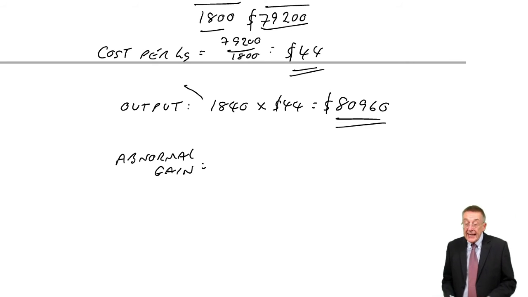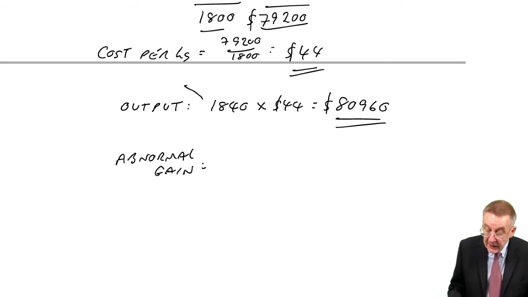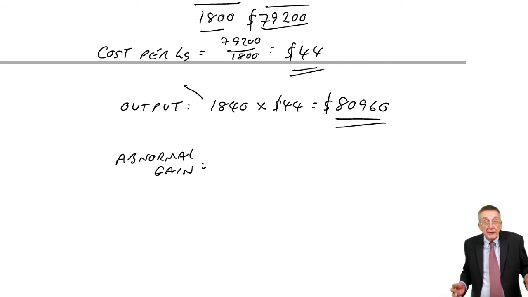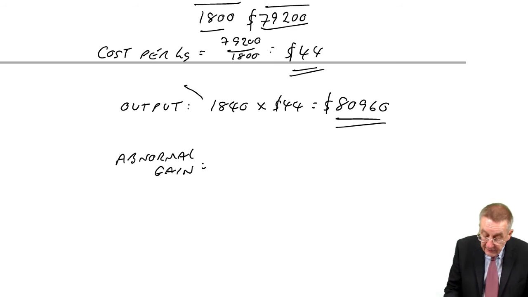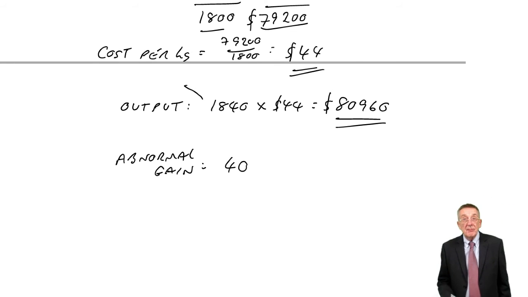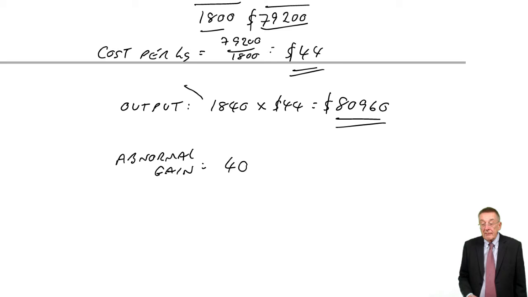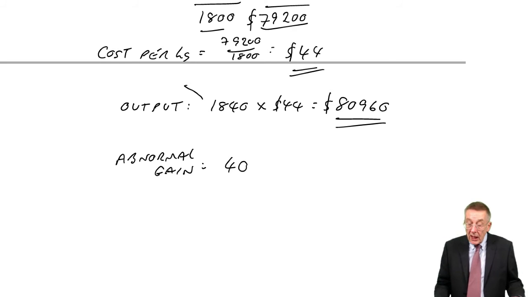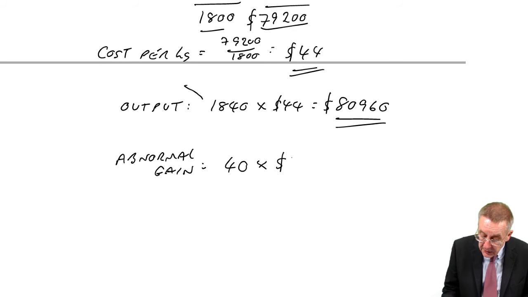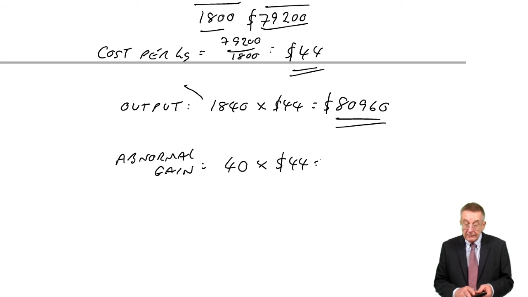And how much have we gained? You expected 1,800 and we actually got 1,840. So we've gained 40 kilos, like a negative loss. And just like abnormal losses, they're valued at full cost per kilo.